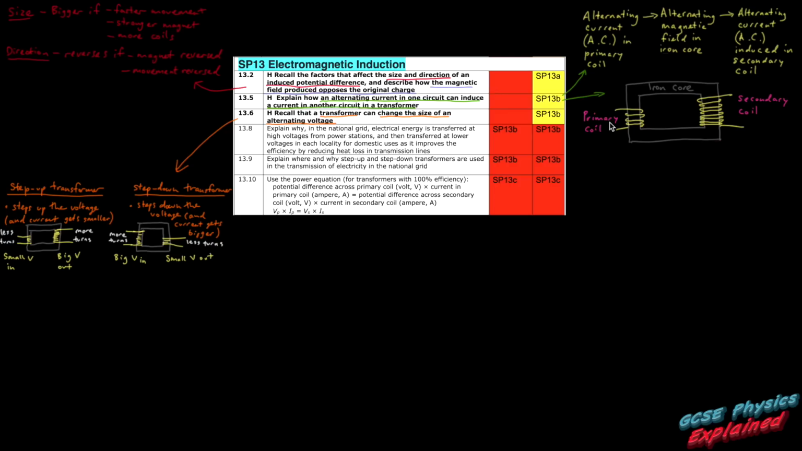Now what you do is you put an alternating current into the primary coil. 1 mark for saying that. Make sure you say AC and not DC. Now that will create an alternating magnetic field in the iron core, and then the alternating magnetic field in the iron core creates an alternating current in the secondary coil. So you could get 1 mark for that, 1 mark for that, and 1 mark for that.